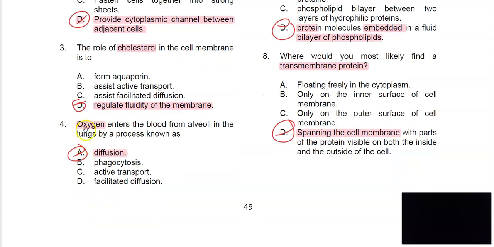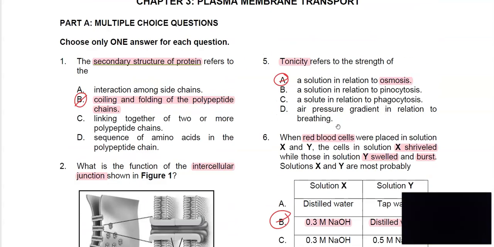And then number 4, oxygen enters the blood from alveoli in the lungs by the process known as diffusion. The alveoli have a higher concentration of oxygen compared to the blood in the capillaries surrounding the alveoli. So oxygen will diffuse from the high concentration of oxygen in the alveoli into the low concentration of oxygen in the blood capillaries.